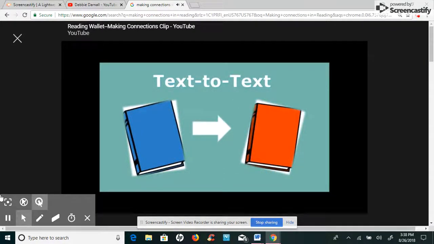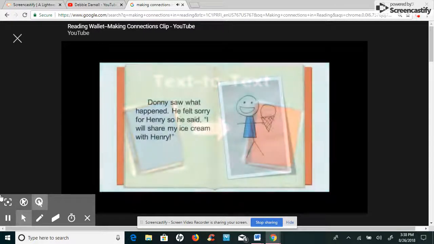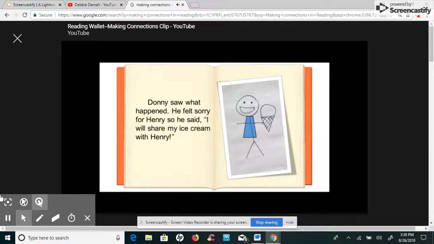The second kind of connection is called text-to-text. This is when one text reminds you of another. You might read one story and say to yourself, hey, that reminds me of a part in another book. Let's read more about Henry. Donnie saw what happened. He felt sorry for Henry, so he said, I will share my ice cream with Henry.